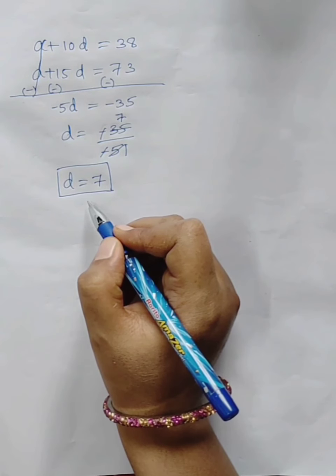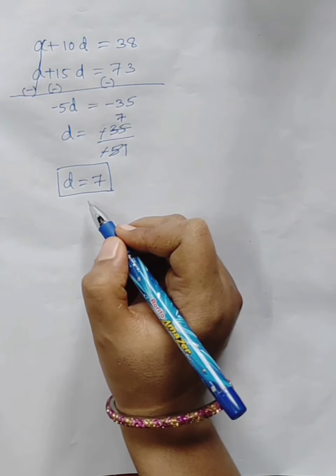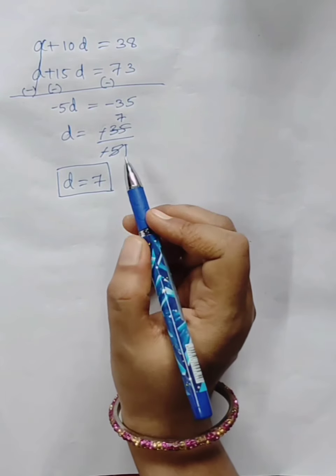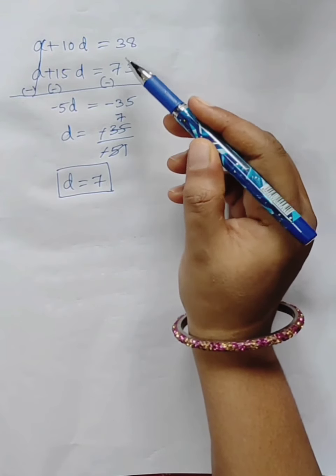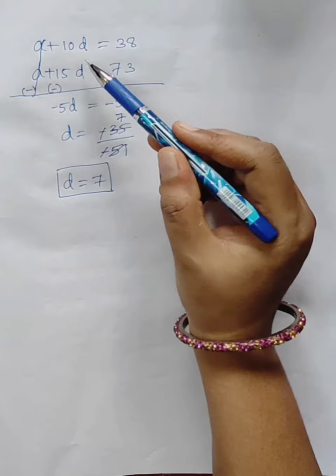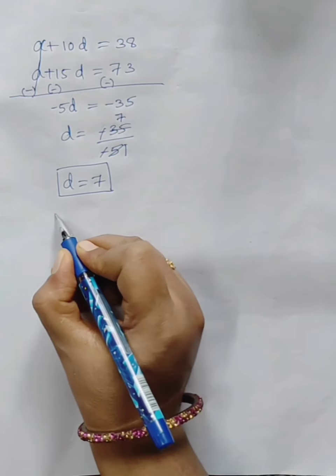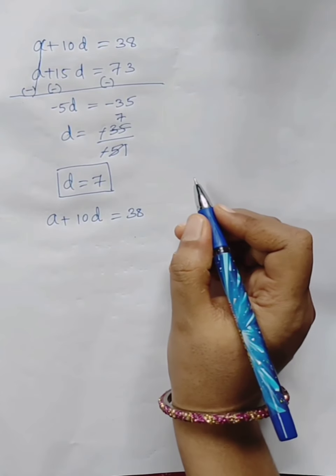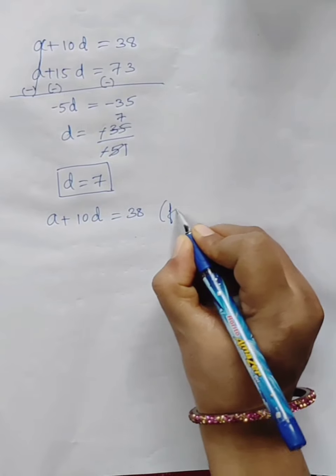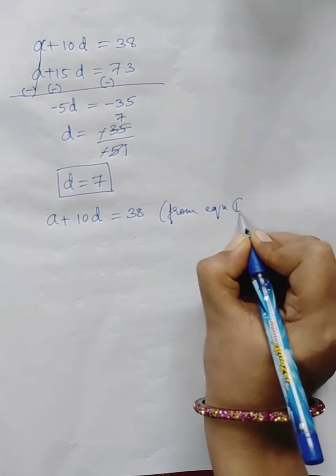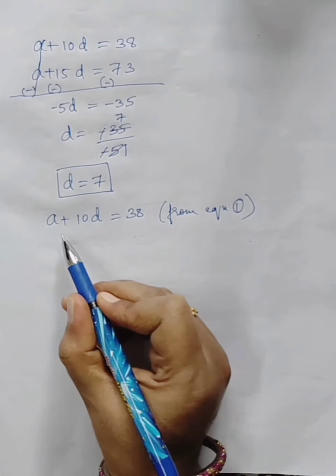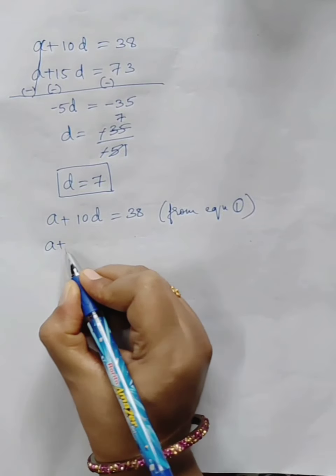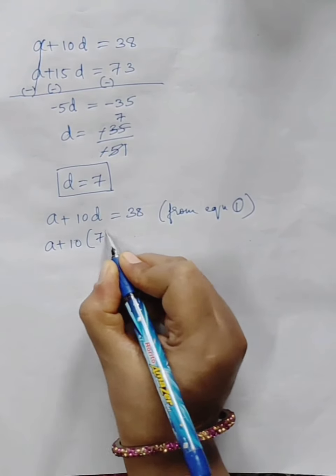Next, what? We need to find the first term. So how are we going to find that? See, to find the first term, out of these two linear equations, any one equation you can choose. So I am going to take equation 1, that is, a plus 10d is equal to 38. You can write here, from equation 1, for your understanding, a plus 10d is equal to 38, and you know the value of d now. Substitute here. So a plus 10 into 7 is equal to 38.